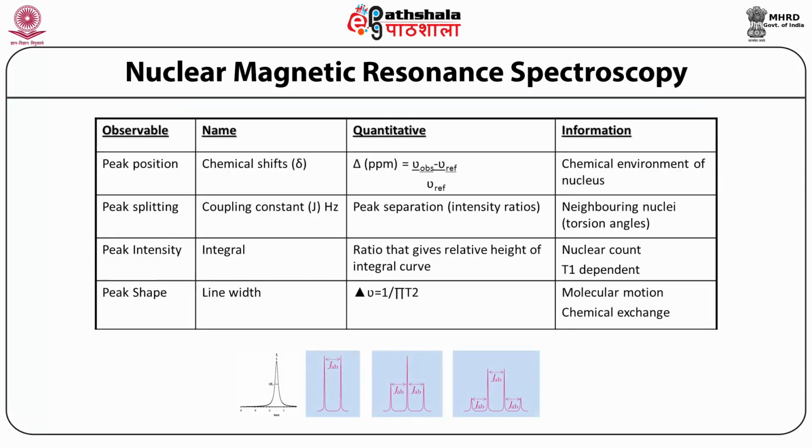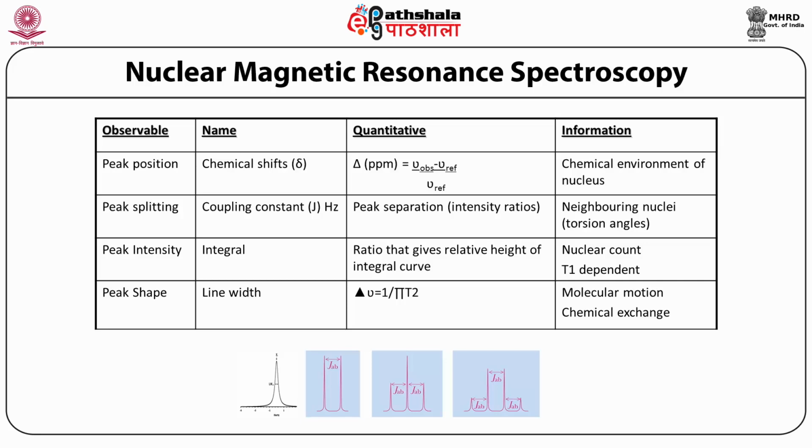Nuclear magnetic resonance spectroscopy is another important methodology that is used in the determination of protein structure. What we see is peak positions that correspond to chemical shifts, which mathematically derive the chemical environment of the nucleus. We see peak splitting that corresponds to coupling constant J, which is quantifiable as a peak separation and provides information about neighboring nuclei, or in other words, torsion angles.